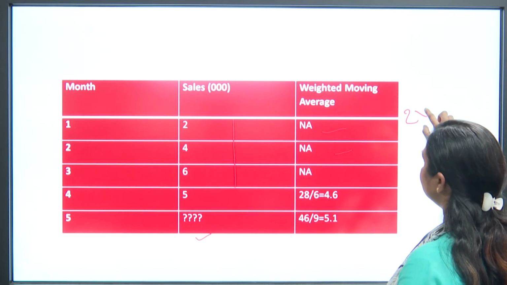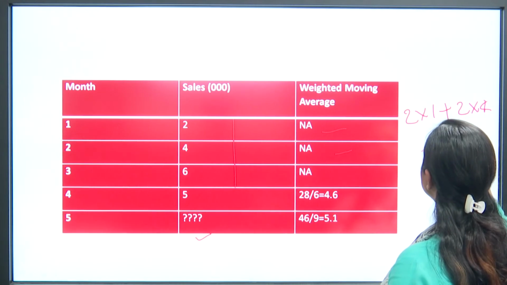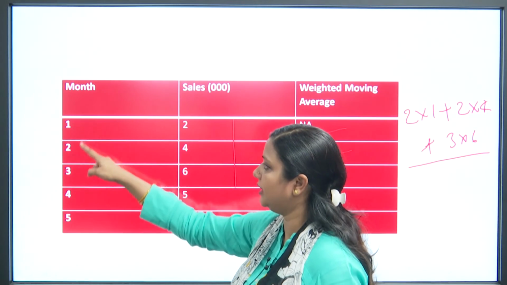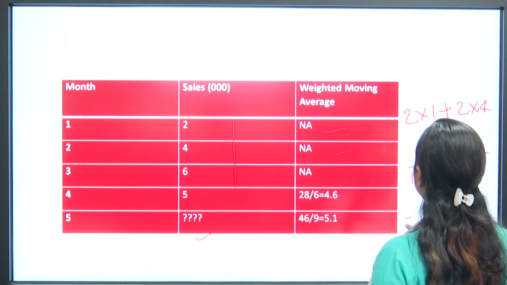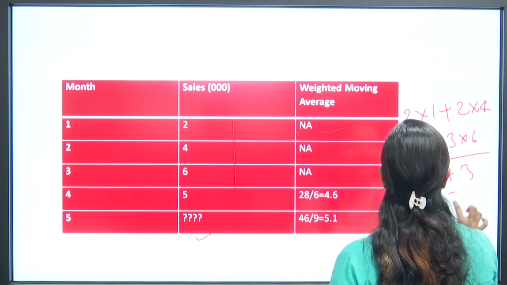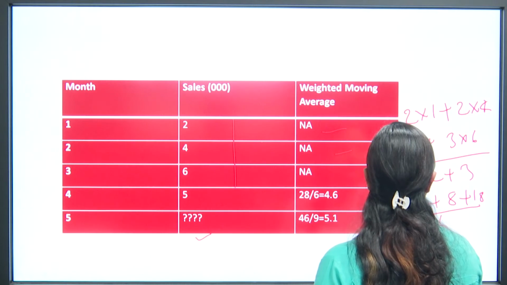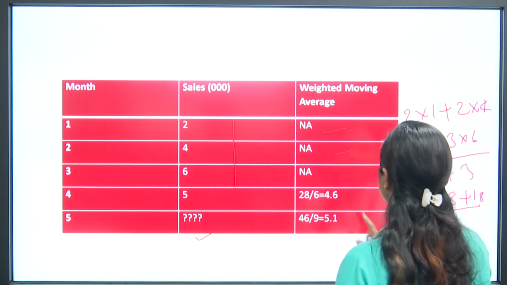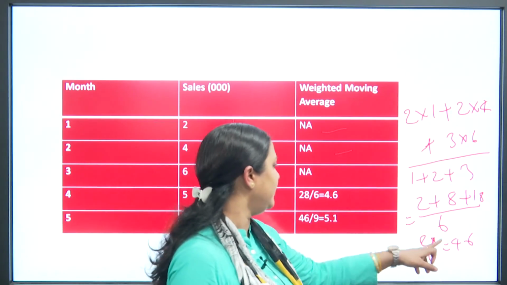we have to calculate 2 into 1 plus 2 into 4 plus 3 into 6, divided by the total of the weights, like 1 plus 2 plus 3. The figure is 2 plus 8 plus 18, that is 28. 28 by 6 is 4.6. So, the forecasted figure for the month of April is basically 4.6.